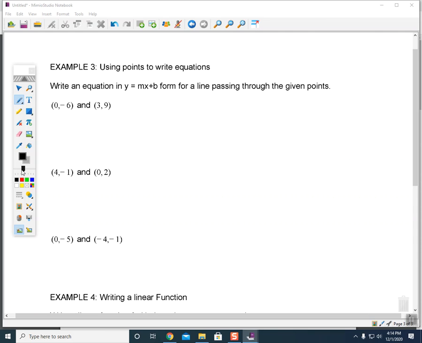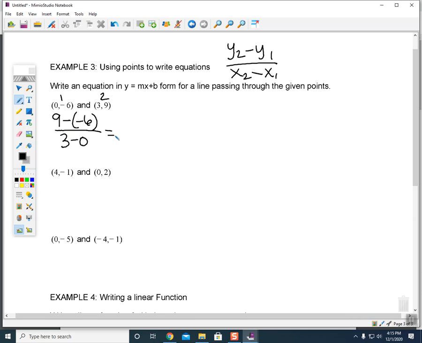So slope, if you remember, we're going to do y2 minus y1 over x2 minus x1. I'm going to say this is point 1, that's point 2. This first one is going to be 9 minus -6 over 3 minus 0. 9 minus -6 is 15. 3 minus 0 is just 3. My slope is 15 over 3, or just 5.